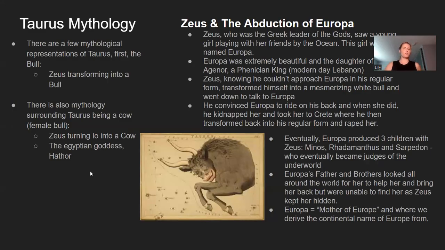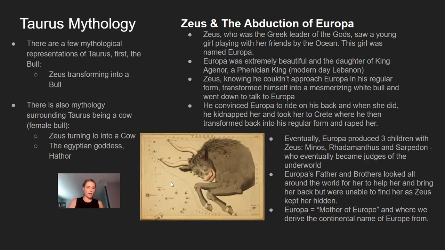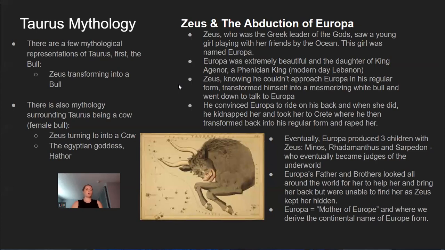All right, so the Taurus mythology is actually very complex. There's a lot of different ways to look at it. So let's start with the most common story. Actually, there's Zeus transforming into the bull, and then there's other mythologies surrounding Taurus as a feminine entity, and Zeus turning Io into a cow, and also the Egyptian goddess Hathor. So we'll talk about that in a little bit here too.